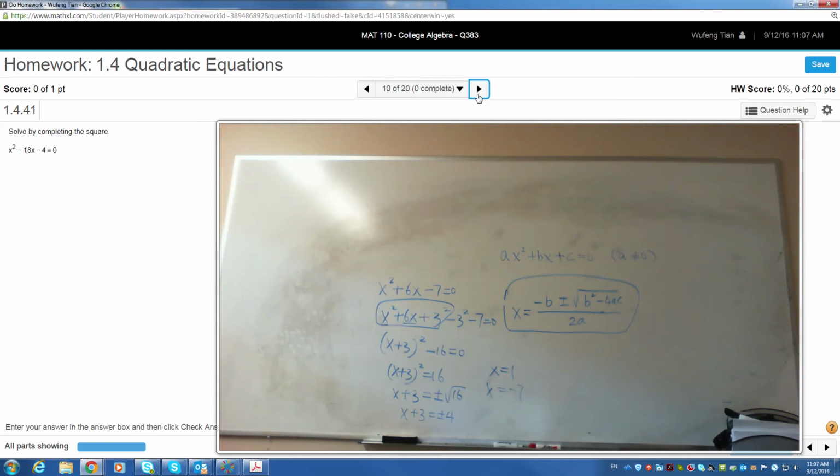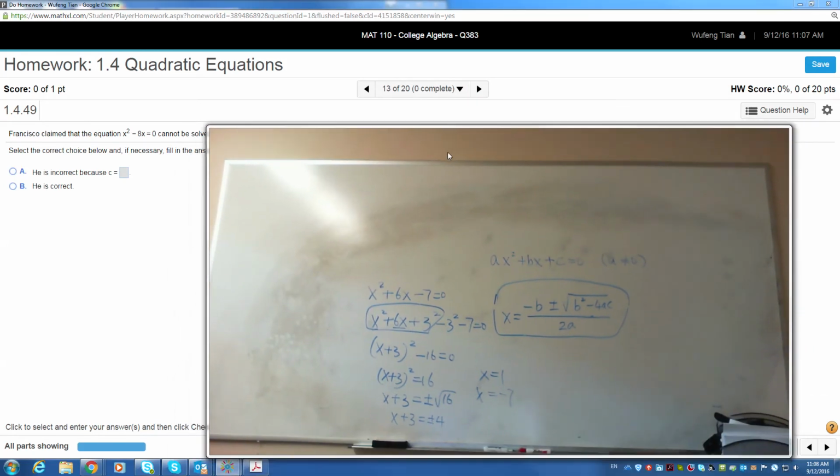So, solve by completing the square. You can use completing the square or the quadratic formula. Sometimes you cannot factor it if the discriminant is not a perfect square. So you can solve that by either method, it is okay.